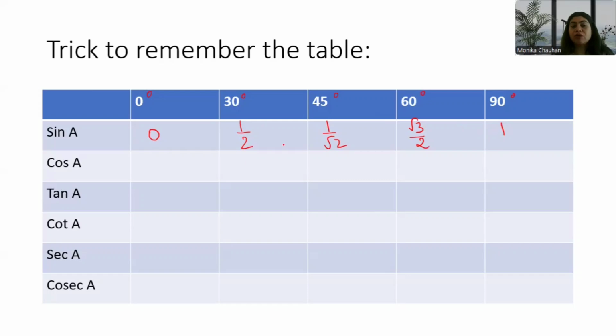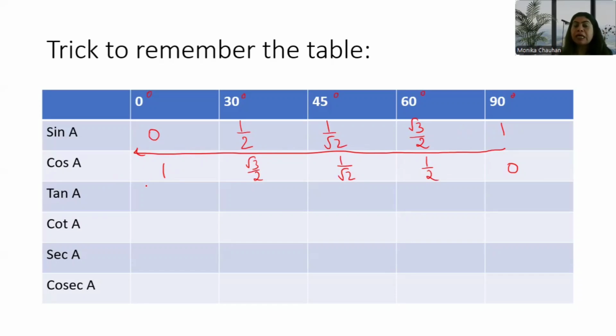Okay. Now, how to go for cos A? It will go in the reverse order. It will start from the 90 from here like this. Now, for cos 0, it becomes 1, okay? And for cos 30, it becomes root 3 by 2. So I'm writing in the reverse order from the back. Cos 45, the same, 1 upon root 2. And then cos 60 becomes 1 by 2. And cos 90 has become 0. So have you seen? I'm remembering only one, sine, and from sine only I'm making cos.